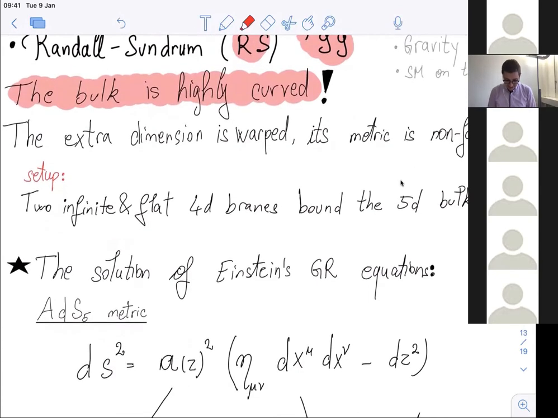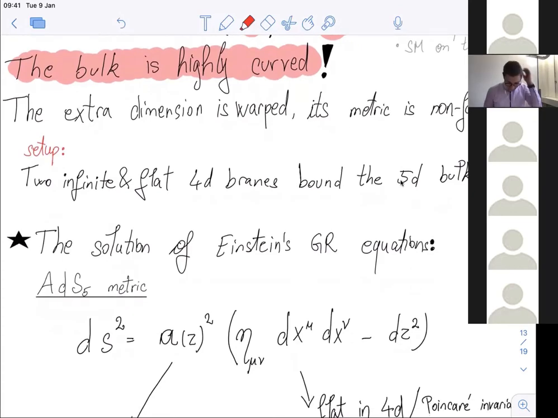So how did they achieve this configuration? They studied basically Einstein's GR equations. They put the following setup. They assume that there is a 5D bulk, 5D space, which is bounded by 4D branes. So there are two branes that provide the boundary of the higher dimensional space of the bulk. You should think of this picture. This is their setup. Now they require that these branes are infinite and flat.